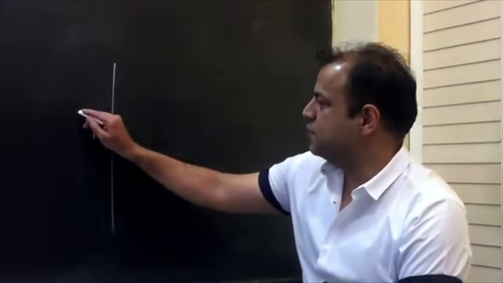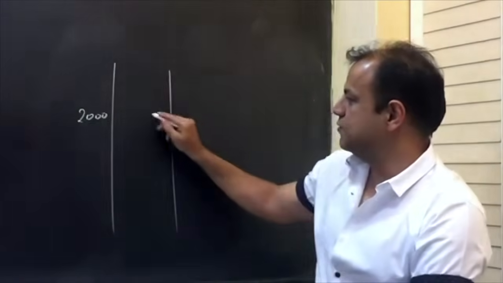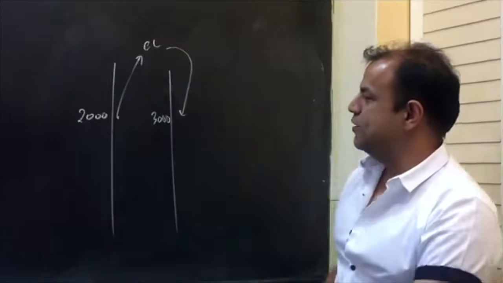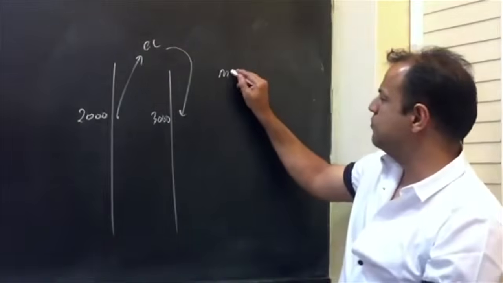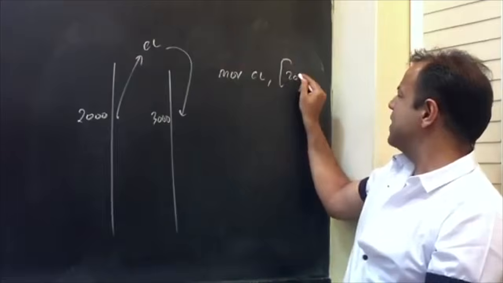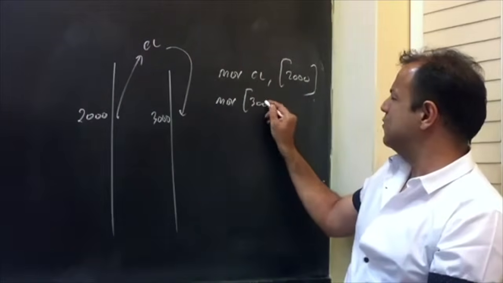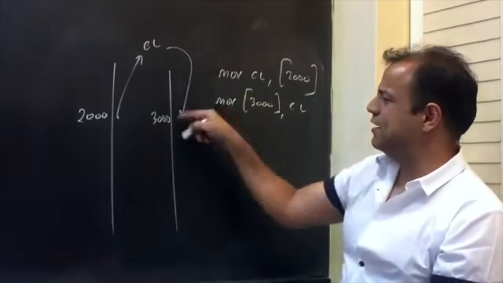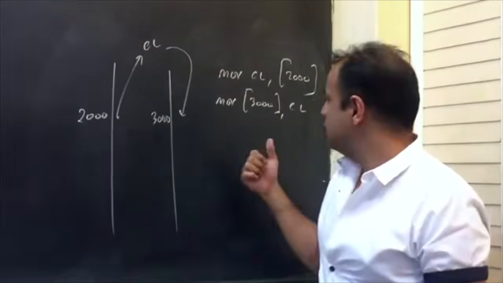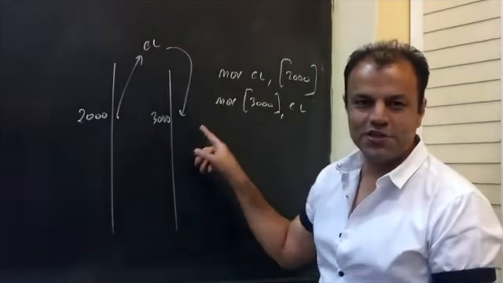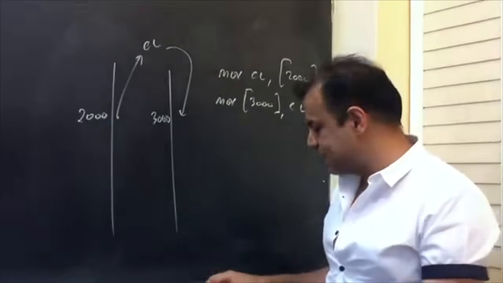Come on, look here. This is location 2000. This is location 3000. Take the data from 2000 into CL, store it at location 3000. Move CL, comma, square bracket 2000. CL gets the data from 2000. Move square bracket 3000, comma, CL. That data is stored at location 3000. Simple. Which addressing mode did we use? Direct. Why? Because I want to transfer from one location to the other location. Ideally to use direct addressing mode.